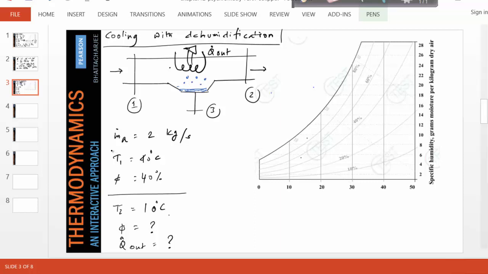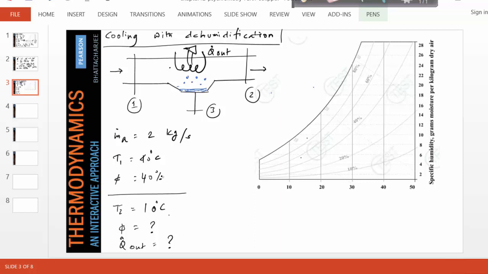So the information supplied: the mass flow rate of dry air is given, 2 kg per second. Of course, if the volume flow rate were given, we could have found the mass flow rate of dry air by dividing by specific volume. Temperature and relative humidity are given at state 1. Everything is known at state 1. At state 2, the temperature is given, 10 degrees Celsius.